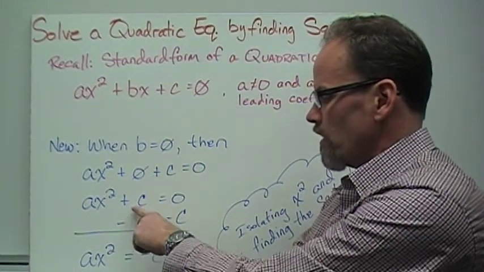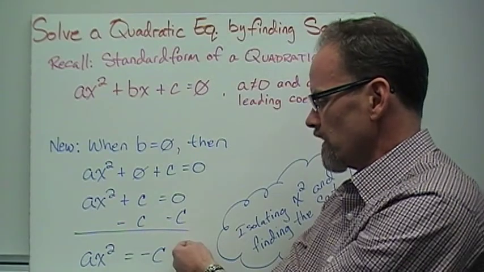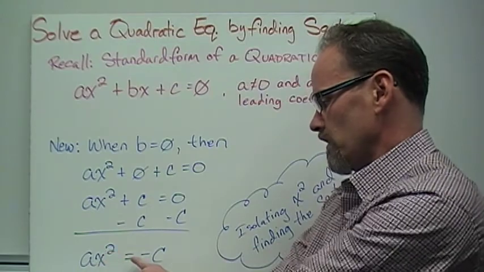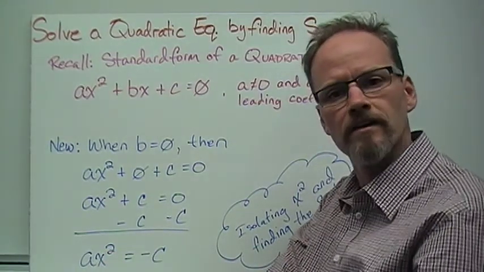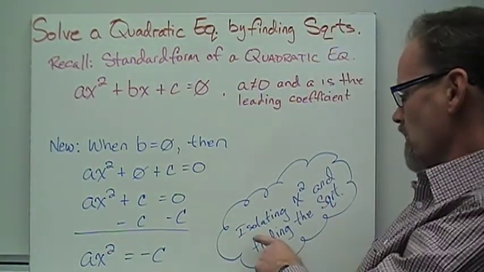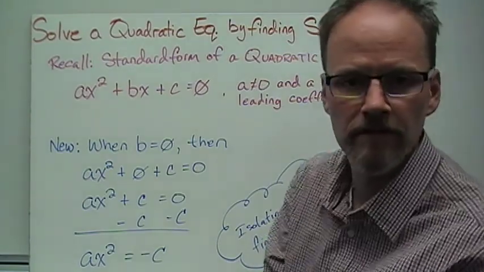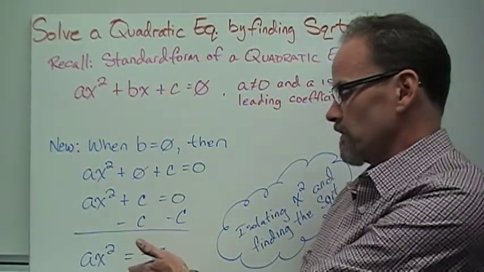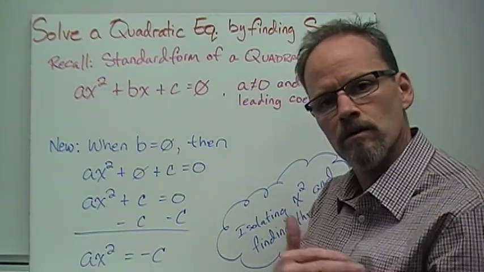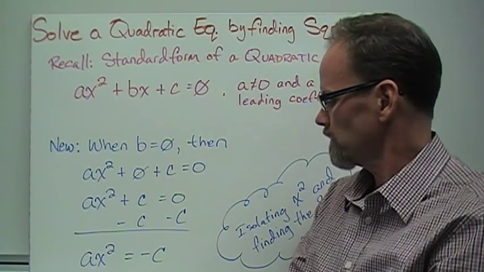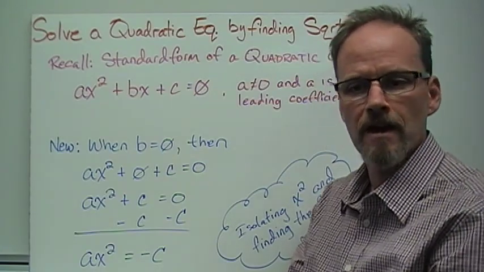I use inverse operations to get the c over here. I have a negative c now. So now I have ax squared equals negative c. Why did I do this? Because we're going to use isolating x squared and finding the square root of it. This is going to allow us to have x squared equals a number, and we'll figure out how to find the square root after that.